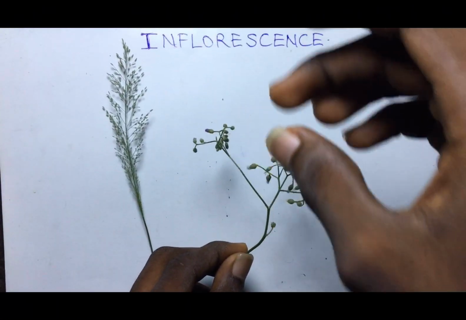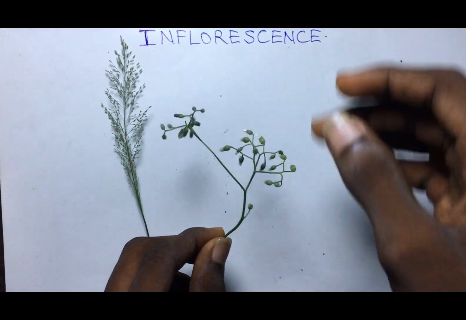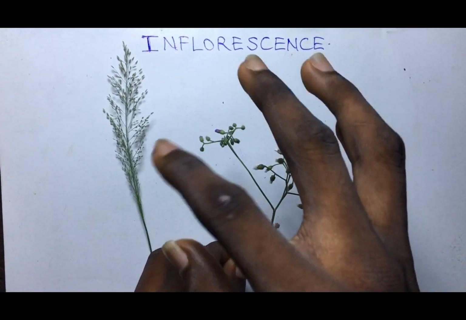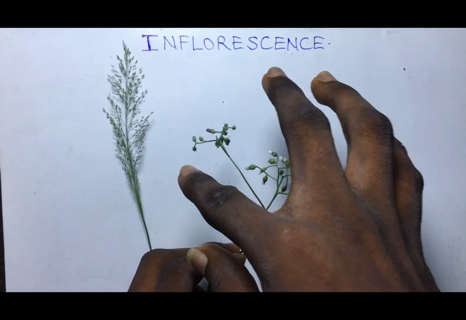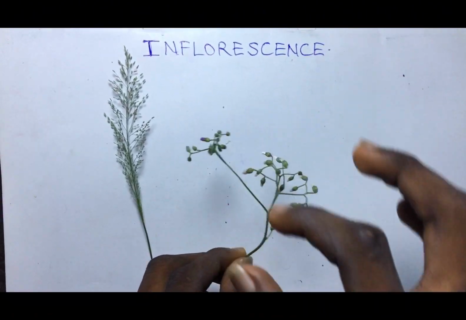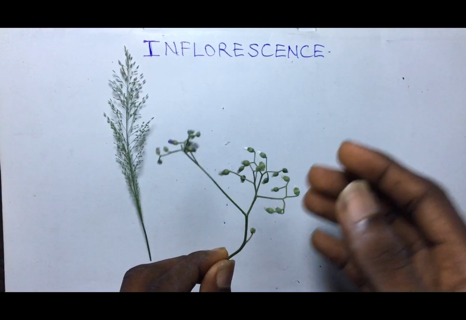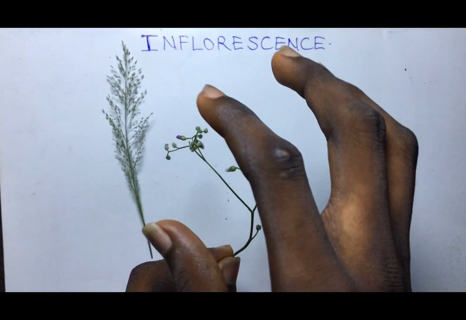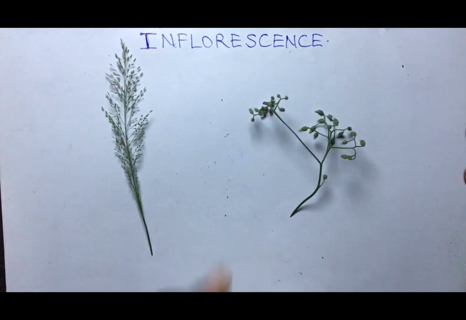So there is a terminal flower, as you can see. Let's say this is a terminal flower. So the lateral axis also, the growth is restricted because they end in a flower. As you can see, the lateral also ends in a flower, while the main axis also ends in a flower. So the growth is restricted in the lateral axis and also in the main axis.